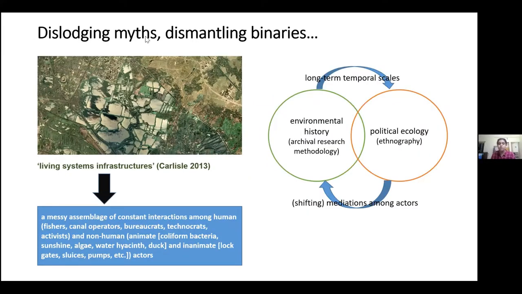But I think environmental history provided a long-term temporal scale to this analysis, so I could also capture the mediations among actors. I will not say conflict or collaboration, but I would rather emphasize mediations across actors and shifting mediations through this long-term temporal trajectory.